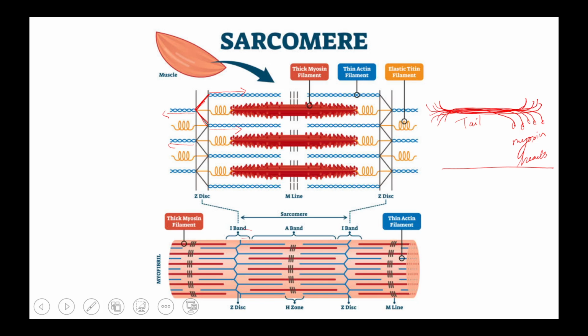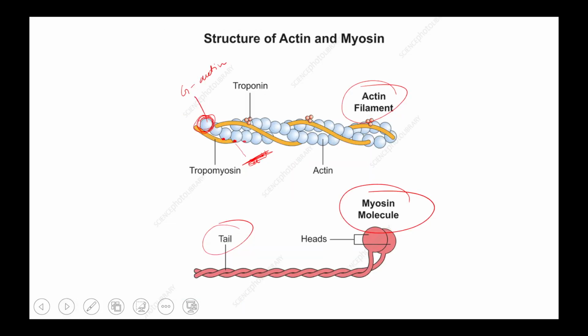Then we have the thick filament and the thin filament. In the thick filament we have myosin, and in the thin filament we have the actin filament, and that we have also discussed. This is the actin and this is the myosin. Several myosin molecules are joined together to make a myosin filament, which is divided into heads and tails. And then we have the actin.